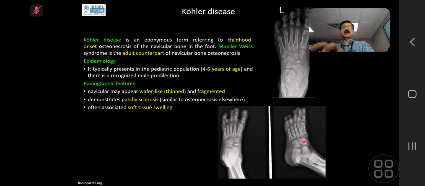Köhler's disease refers to childhood-onset osteonecrosis, right? But Müller-Weiss syndrome is the adult counterpart of navicular bone osteosclerosis. Nobody's asking you the names, but please remember the concept that it was by definition childhood, but it can happen in adulthood. Age 4 to 6 years, wafer-like thin fragmented patchy sclerosis, soft tissue swelling can be there.